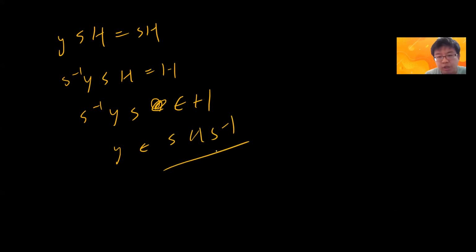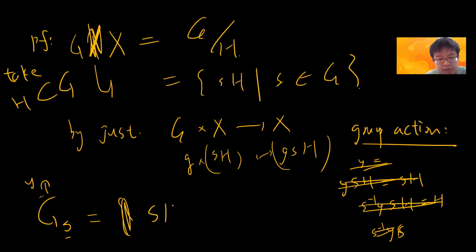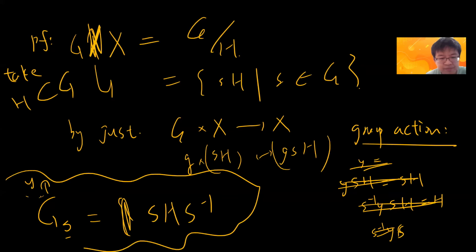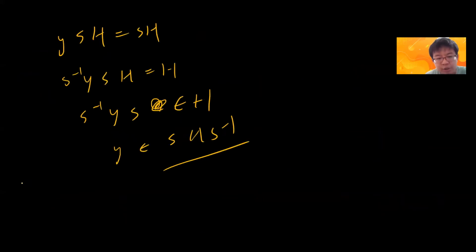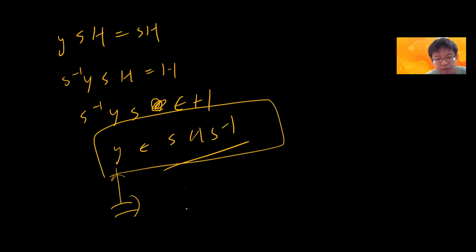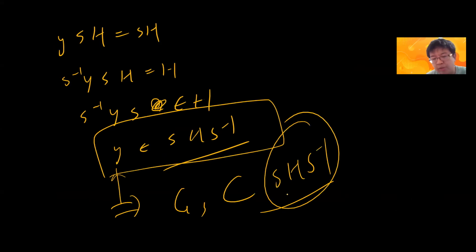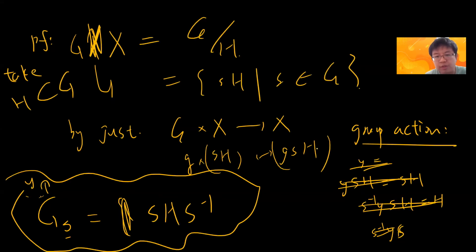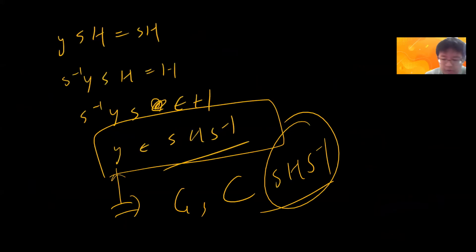Okay, so you can easily check that GS is just S H S inverse. I just proved that GS is a subset of S H S inverse. But obviously any element in S H S inverse will still fix this. Right? So this is the orbit. Sorry, this is a stabilizer.